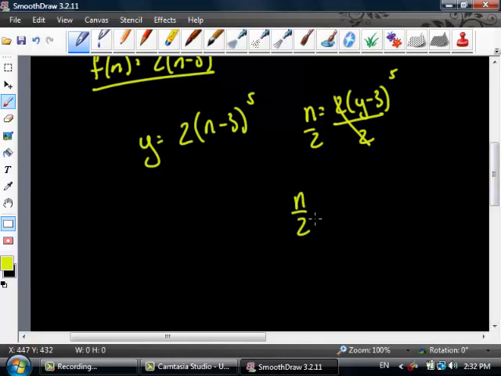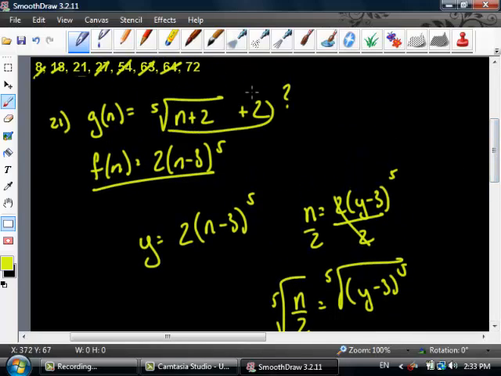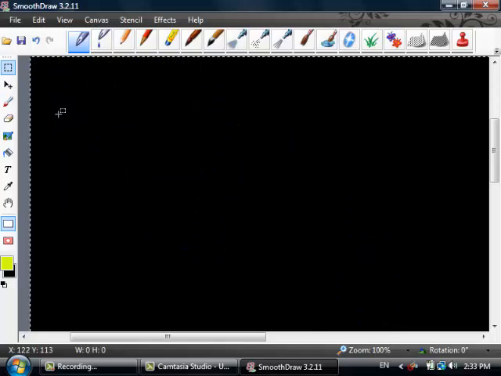So I got n over 2 equals y minus 3 to the 5th power. I'm going to take the 5th root of both sides. So I've got the 5th root of n over 2 equals y minus 3. Is this looking like this? Are they looking the same? No, so the answer is no. Right? So if we do another problem, because I know yesterday we ran into some problems like with number 22.